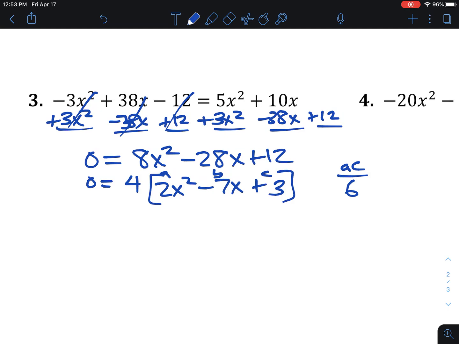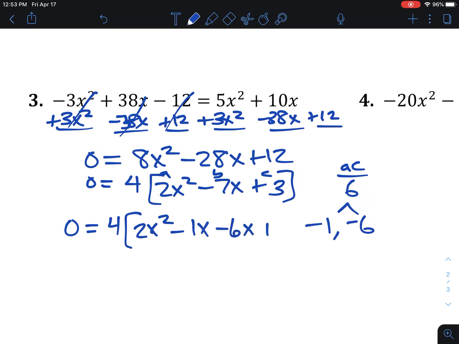Okay, what multiplies to 6 and adds to 7? Well, it's got to be 1 and 6, but it's -7, so they're both negative. So we get 0 equals 4 times 2x squared minus 1x minus 6x plus 3.